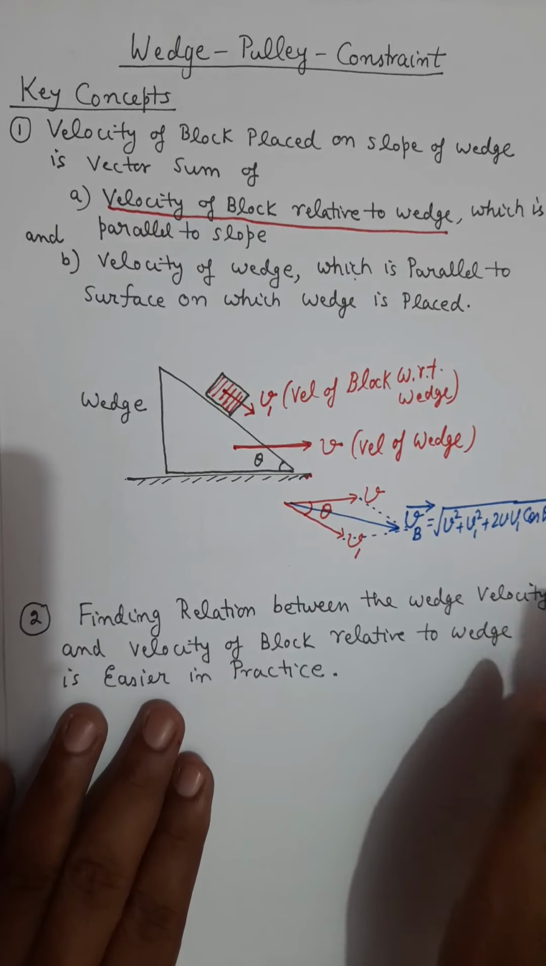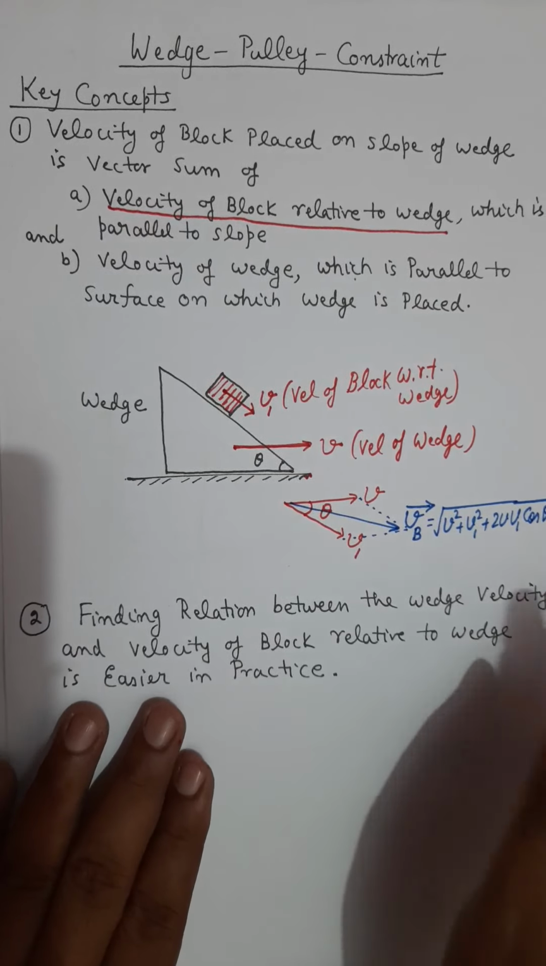So always remember this concept: the velocity of the block which is parallel to the sloping surface is always the relative velocity, the velocity of the block with respect to the wedge. In order to find its absolute velocity, you need to take a resultant of v1 with this velocity v. That is concept number one.